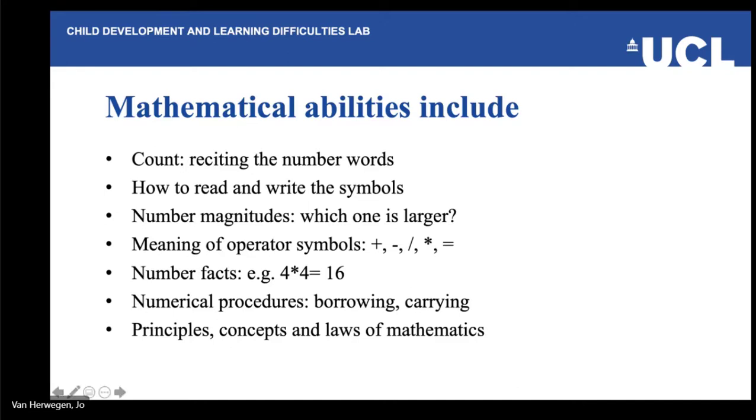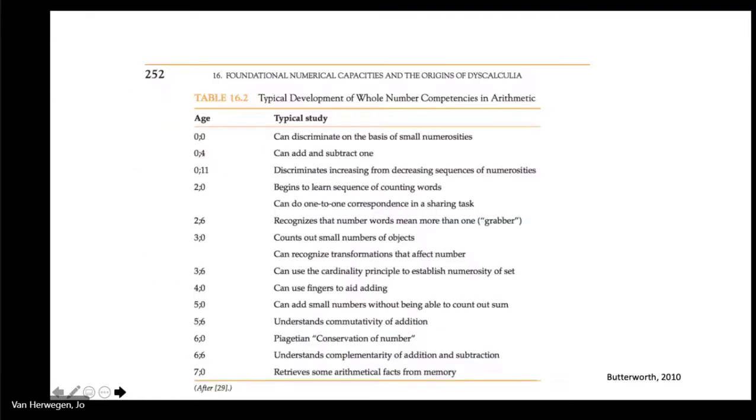So we're going to focus more on these few things here around counting and number magnitudes and number facts, etc. And then think about how early and when do children come to understand this, and what are the cognitive developmental processes behind it. So this is an overview of what the mathematical abilities are of children in terms of arithmetic abilities.